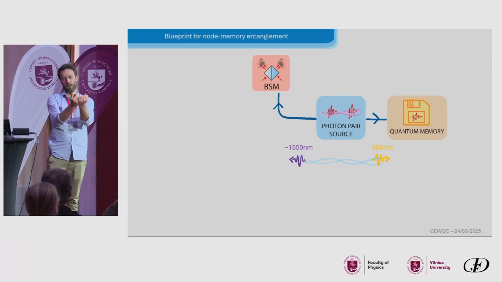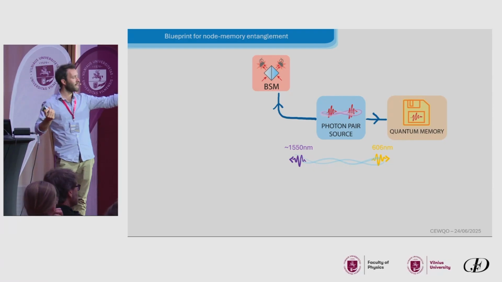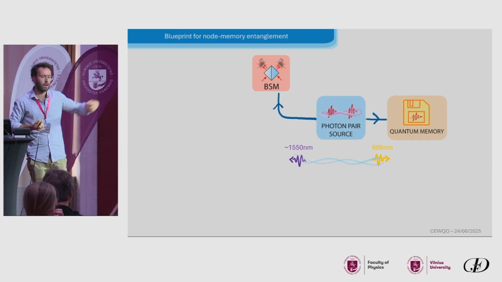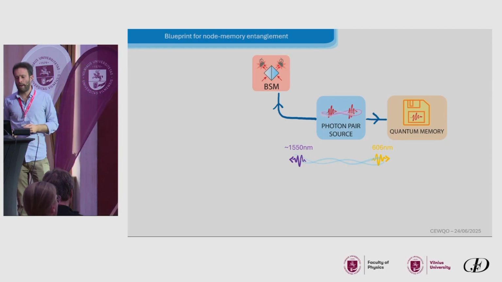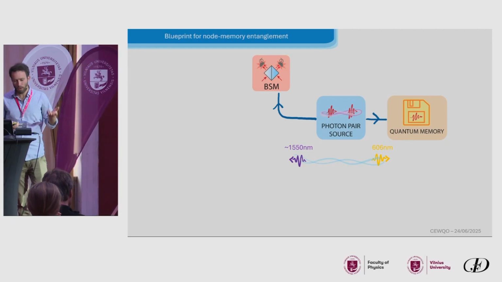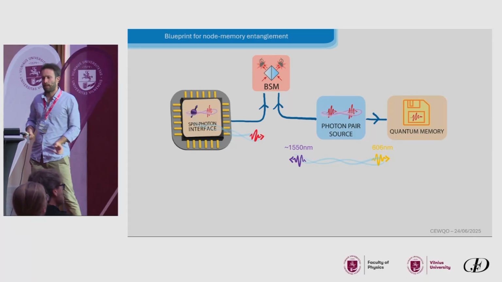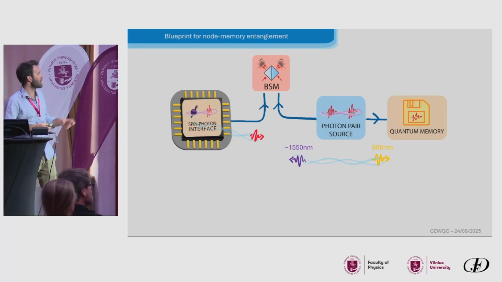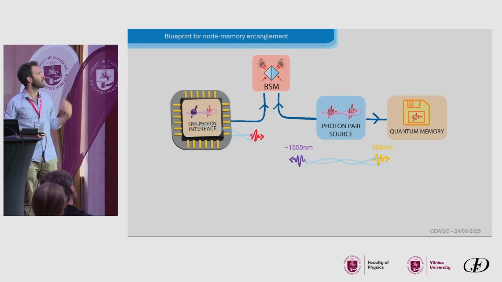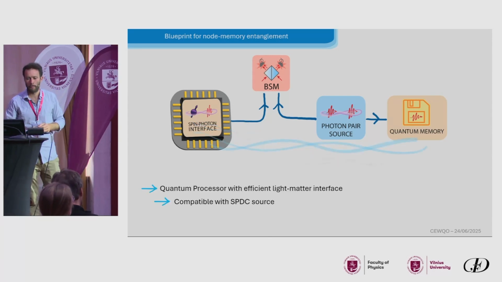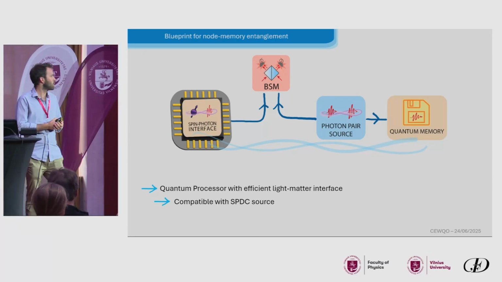We have a photon pair source, which sends one photon compatible with the quantum memory, and another one in the telecom range that goes to a Bell state measurement station, which is what we usually use to connect all of these links. What we need to do is take a node with a spin photon interface that's compatible with the memory, and then realize the Bell state measurement between the spin photon interface in the node and the photon pair source that connects to the memory.